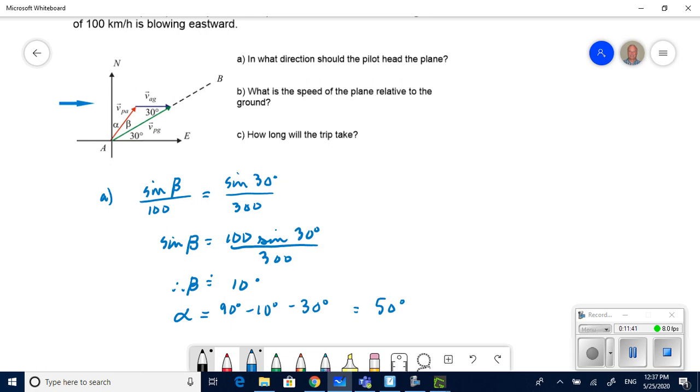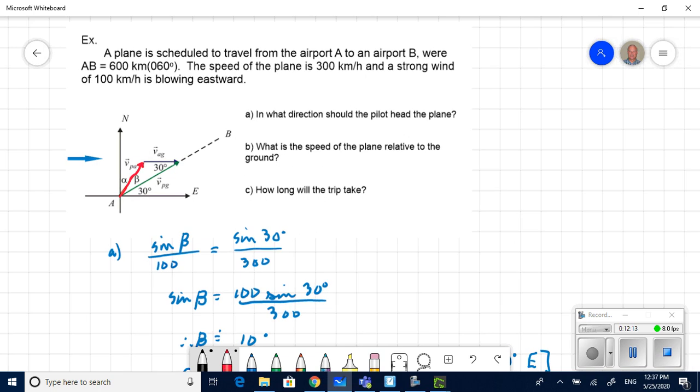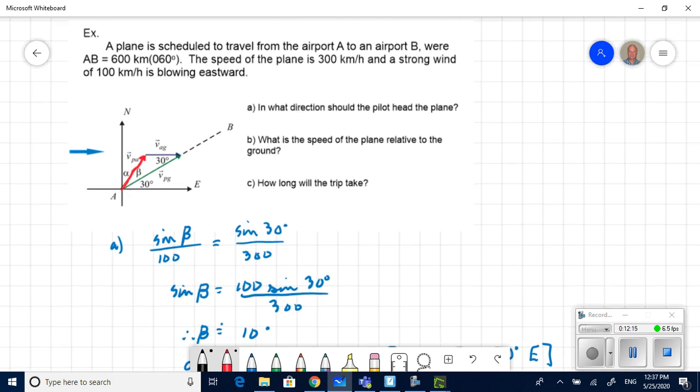Which way should the plane head out? As an orientation, that's east of north, or I could say north 50 degrees east. So the plane should head out, and let me change my pen color, at this direction. It's going to get knocked off course by the wind, but that'll allow it to head up to the airport.